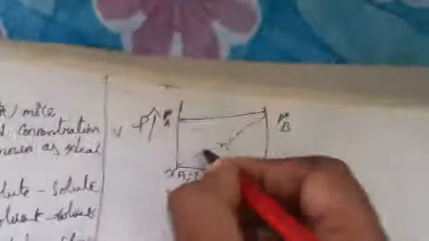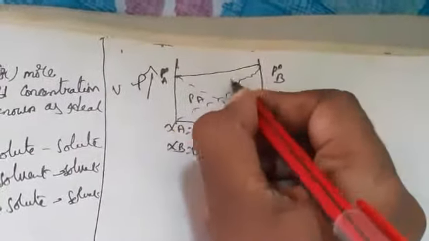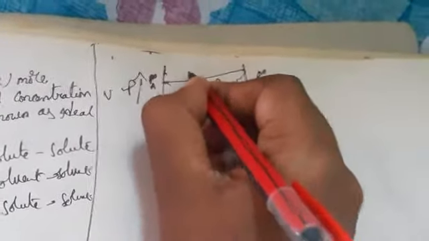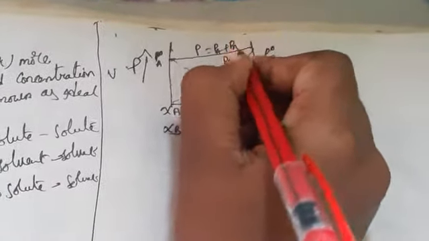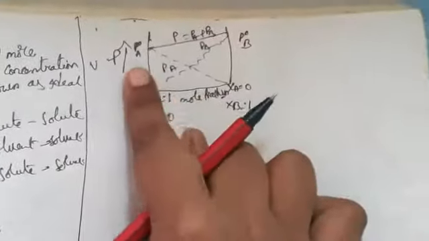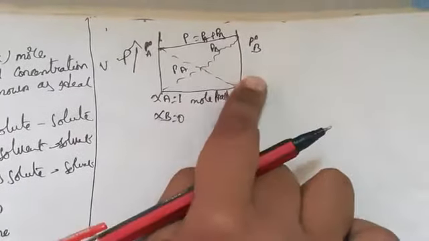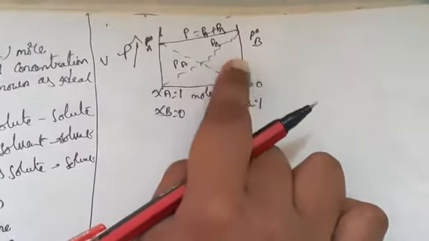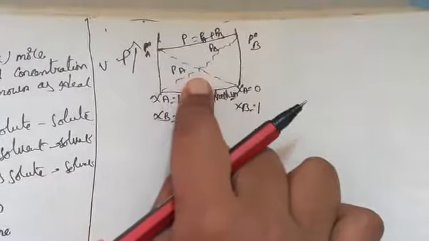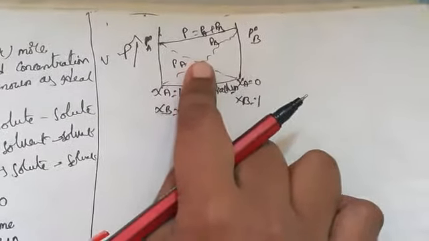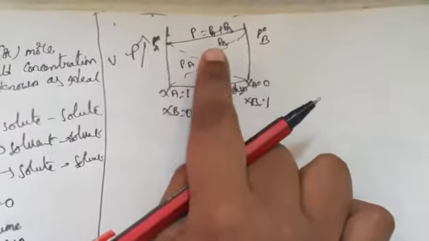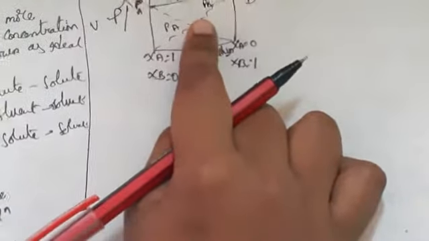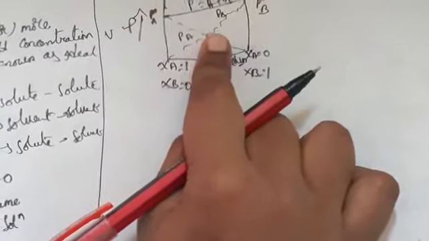The dotted lines indicate the partial pressures PA and PB. The total pressure will be P equals PA plus PB. The dotted lines here indicate the partial pressure of pure component A and pure component B.